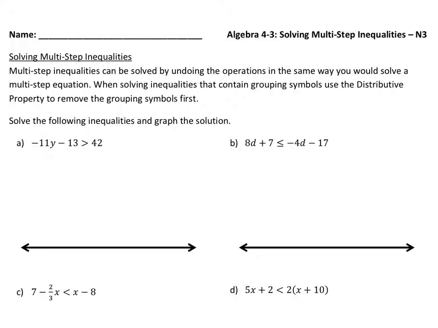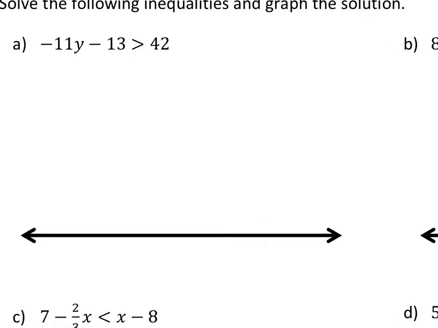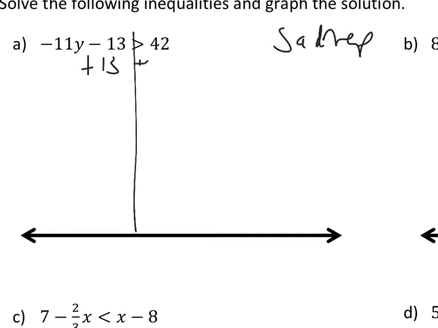Solve the following inequalities and graph the solutions. Letter A. Negative 11y minus 13 is greater than 42. So two things are happening to the variable. I'm multiplying by negative 11, and then 13 is being subtracted from it. So I'm going to drop my wall and perform the inverse operations in reverse order, so SADMAP. I see subtraction, so I'm going to do the opposite, and I'm going to add 13 to both sides.